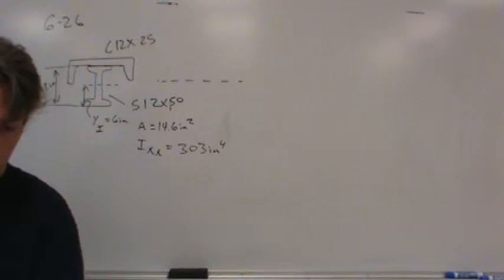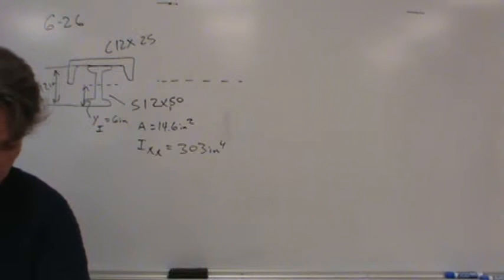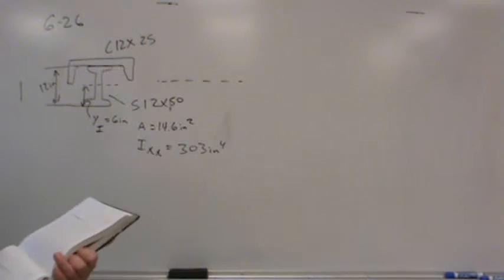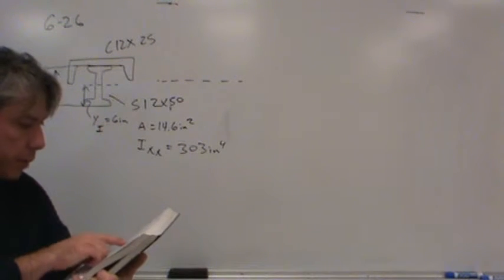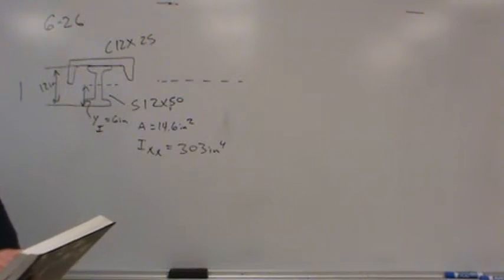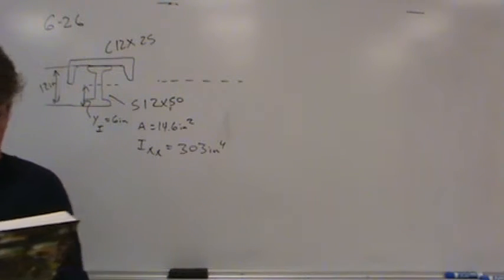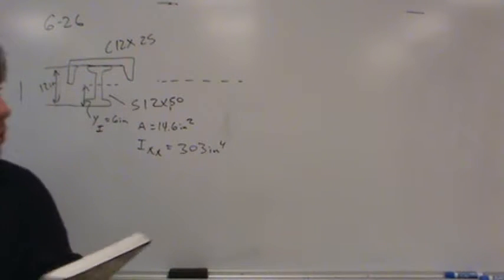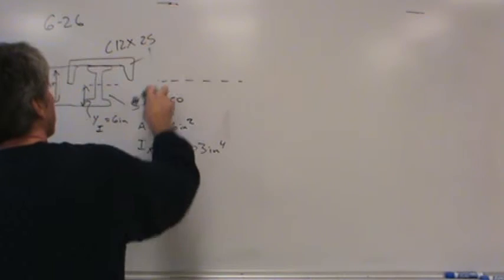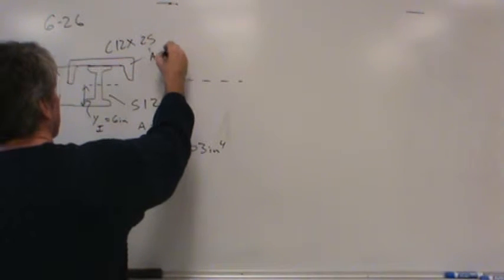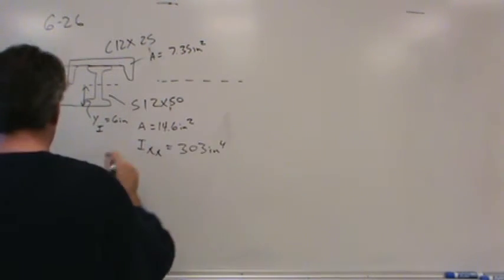Now let's go for the C channel. And C channel I think is at the beginning. Yeah, here we go, C shapes. It is a 12 by 25. Let's see, there it is, 12 by 25. Look at page 698, reference row D. Area for this shape is 7.35 square inches.